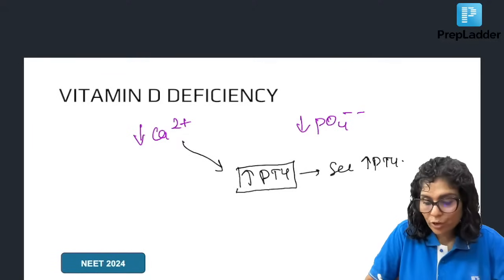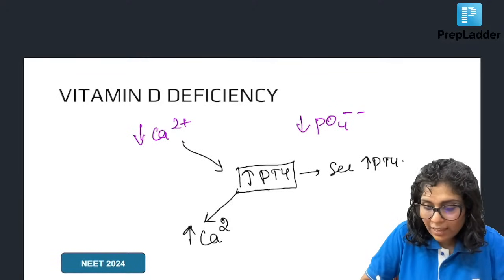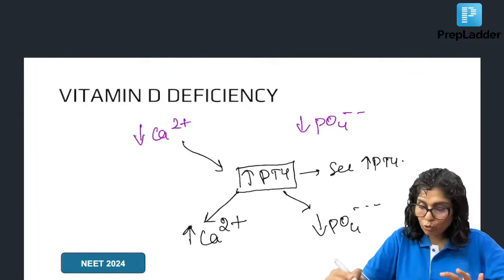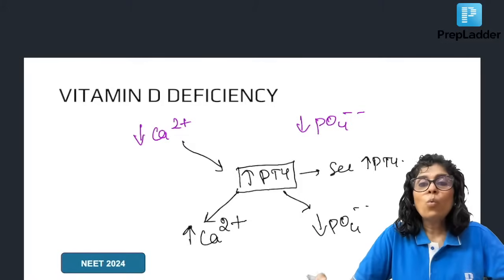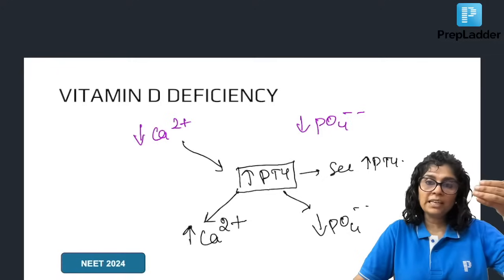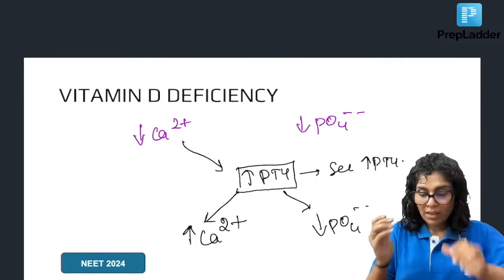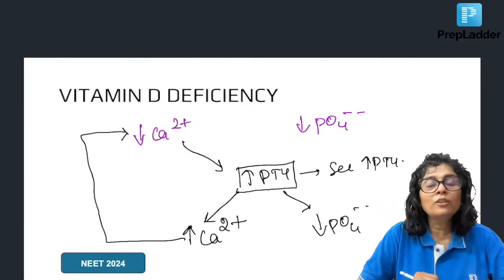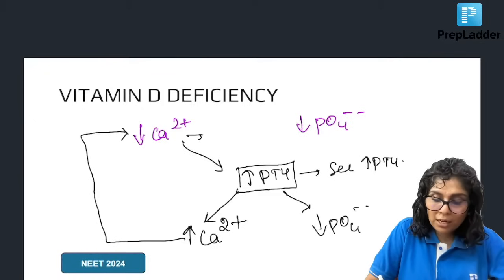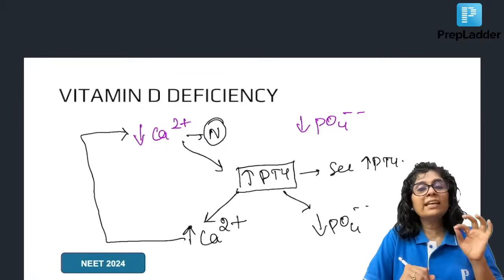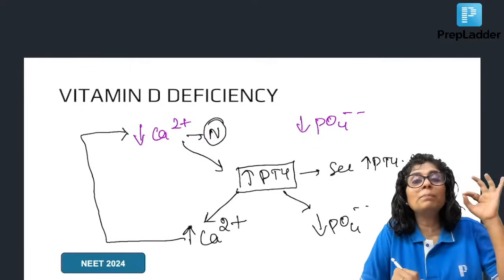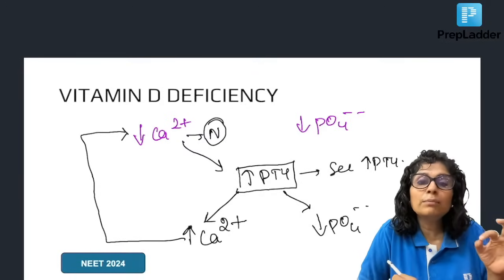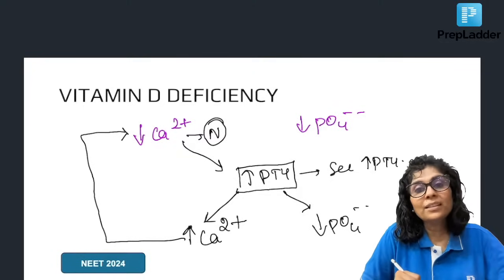When there is hyperparathyroidism, you know that parathormone increases calcium reabsorption and it causes phosphate secretion. Even if you don't remember this till now, please memorize it now. Parathormone causes calcium reabsorption and phosphate secretion. When there is an increase in calcium reabsorption, the low calcium that was observed initially becomes normal. That is why in most cases of vitamin D deficiency, calcium levels will be normal or at least near normal, because of secondary hyperparathyroidism.